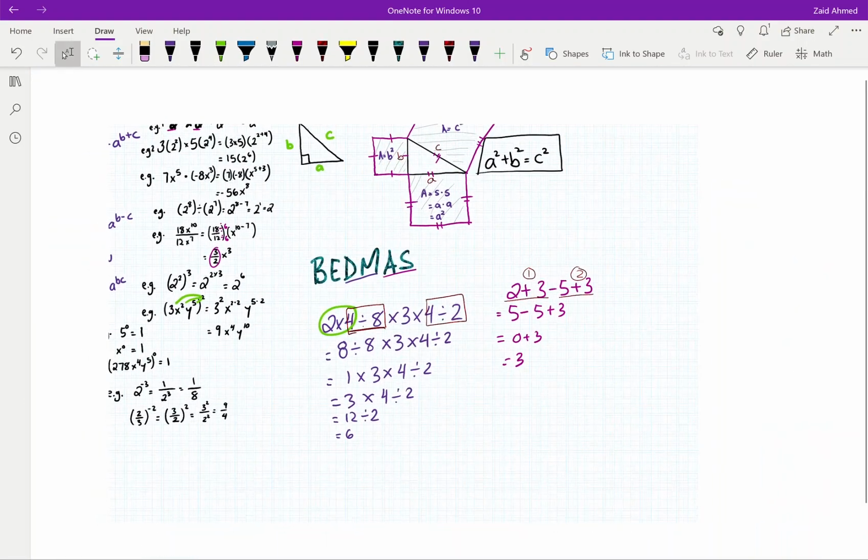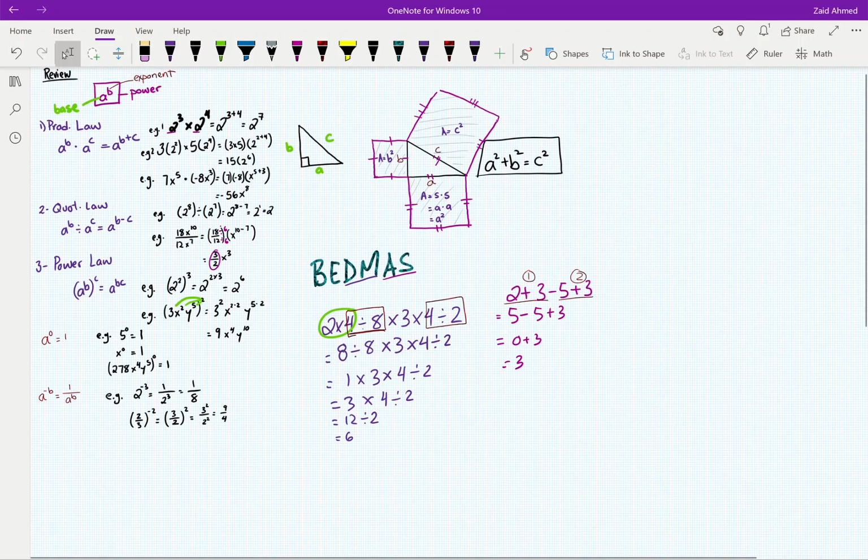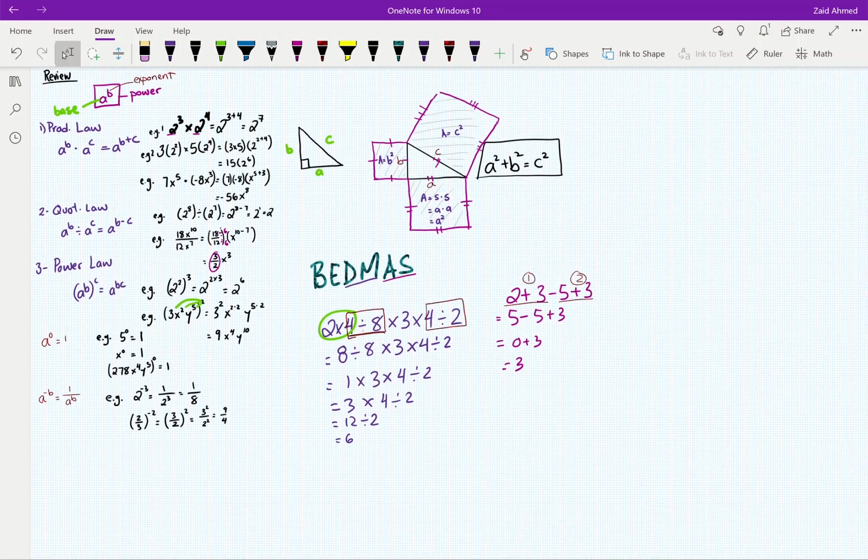So those are pretty much the main concepts that you need to know from grade 8 in order to be prepared for grade 9.